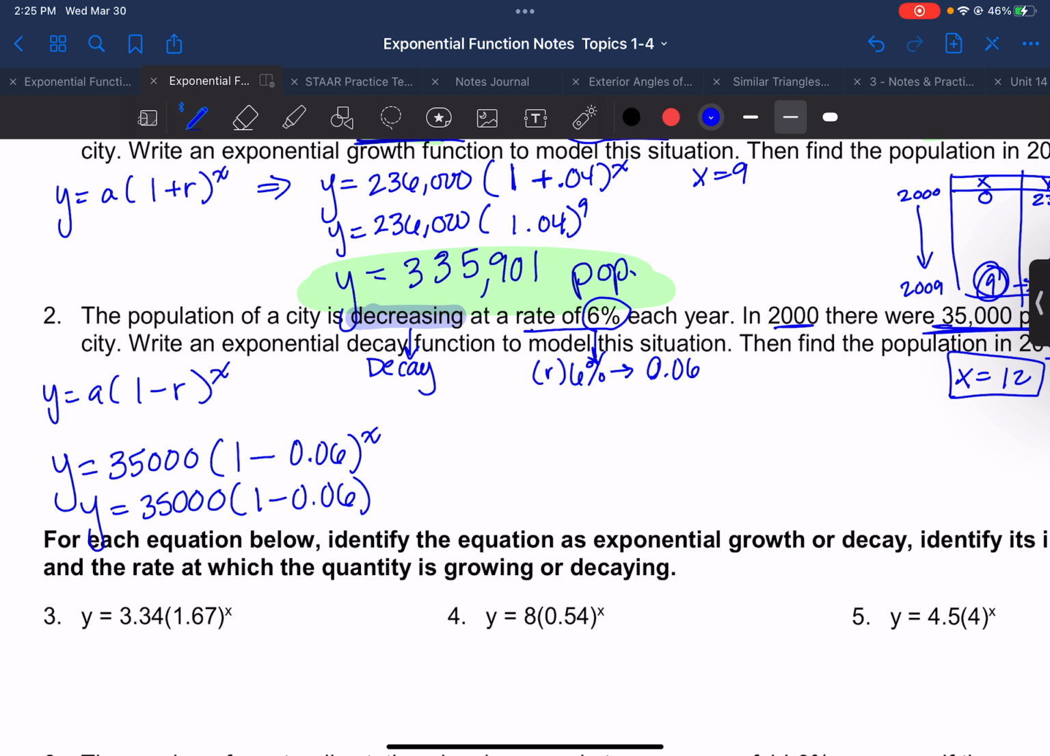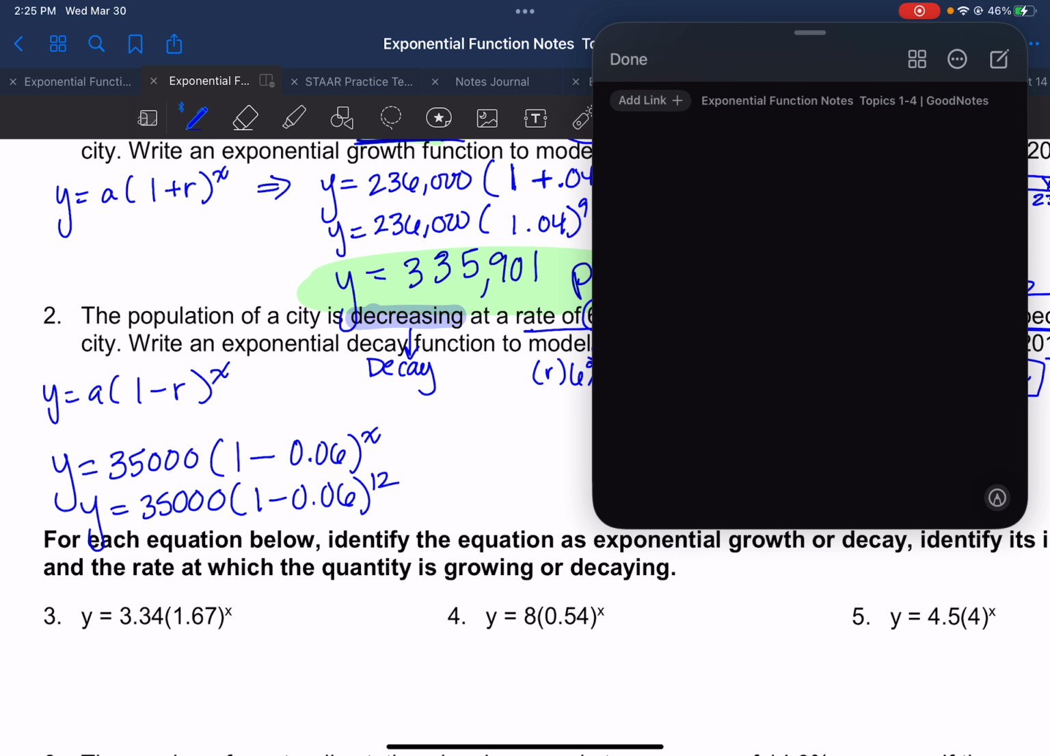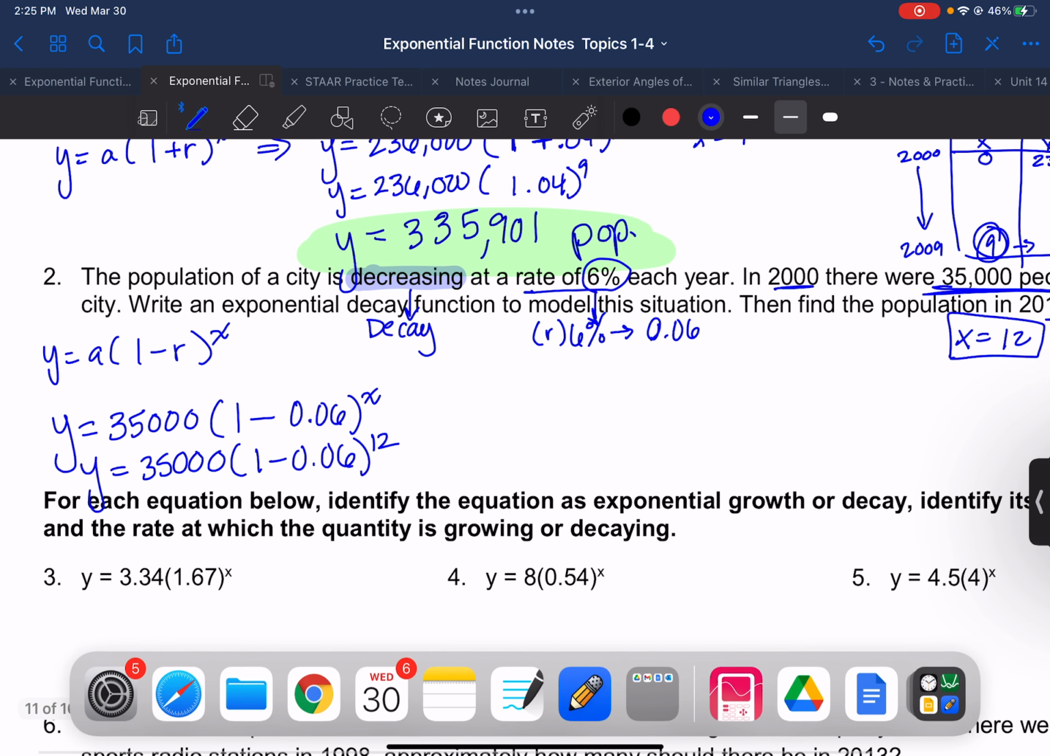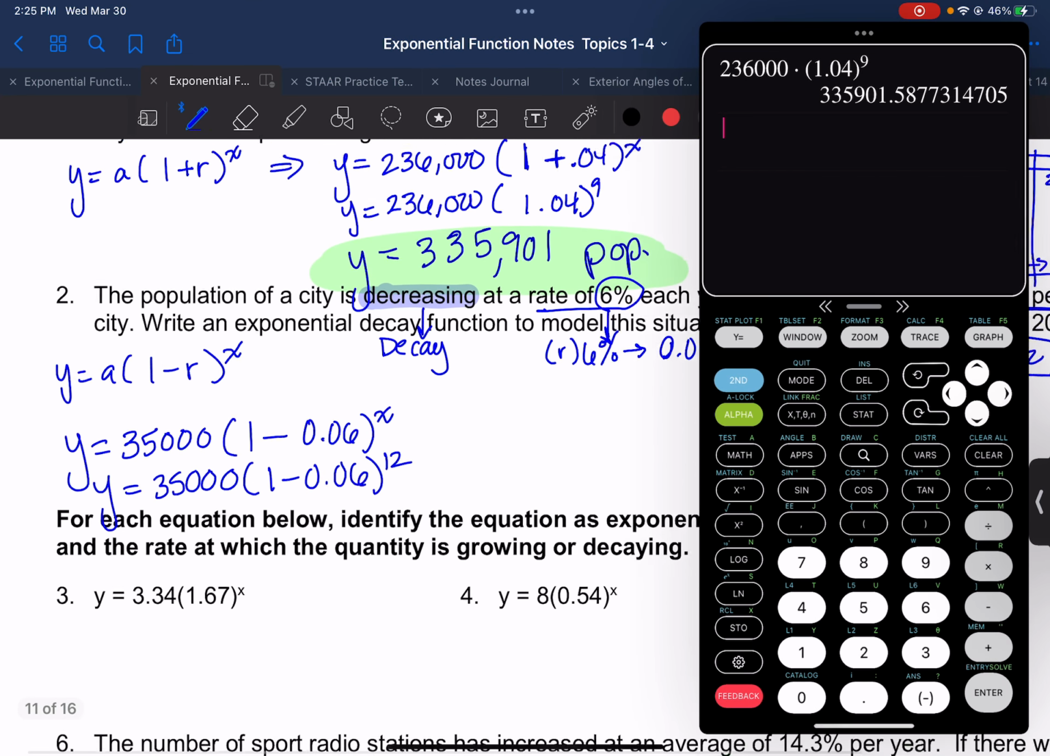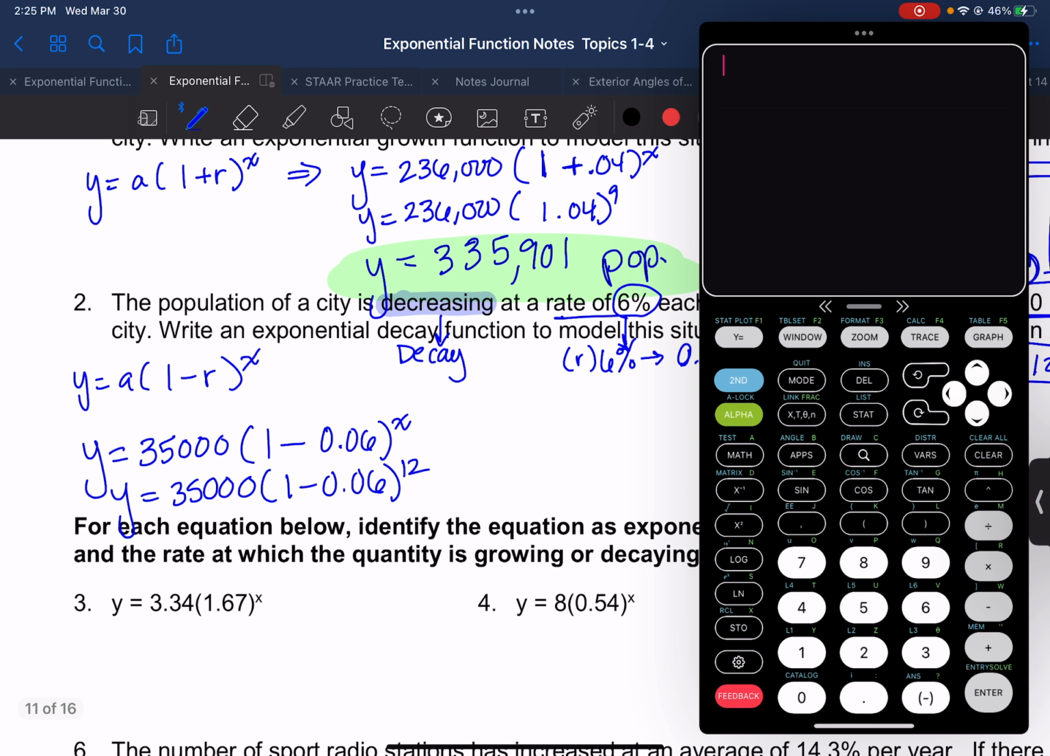Oh, I could have solved that. I could have simplified that, but I'm just not going to rewrite it. To the power of 12. All right, get my calculator out and see what we got. That's not what I want. Bring this up here. So we need to evaluate this for 12.